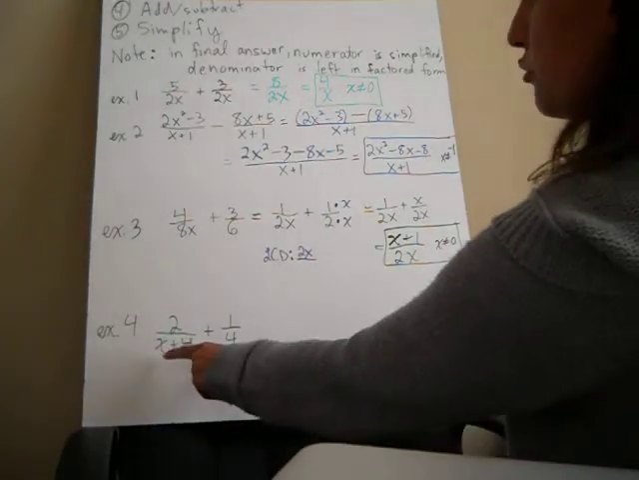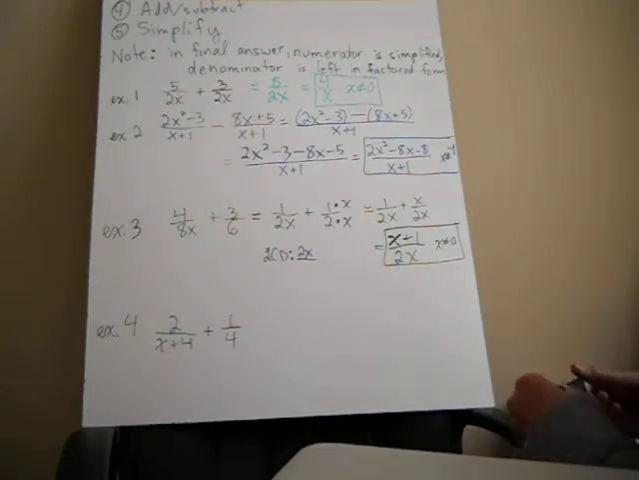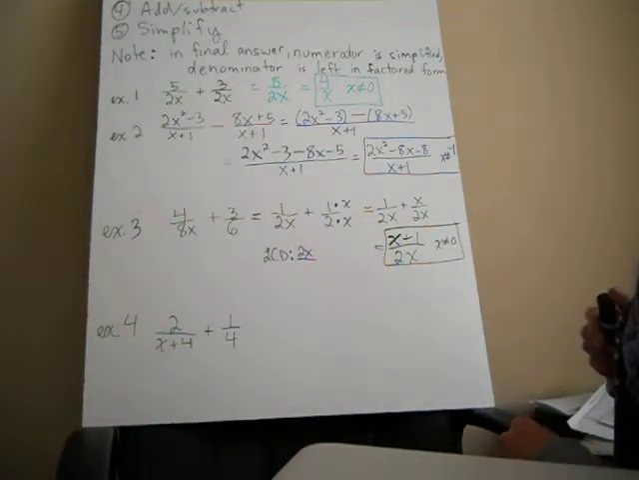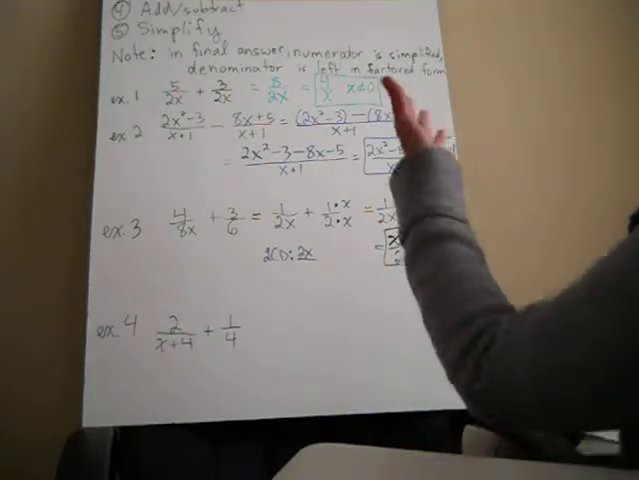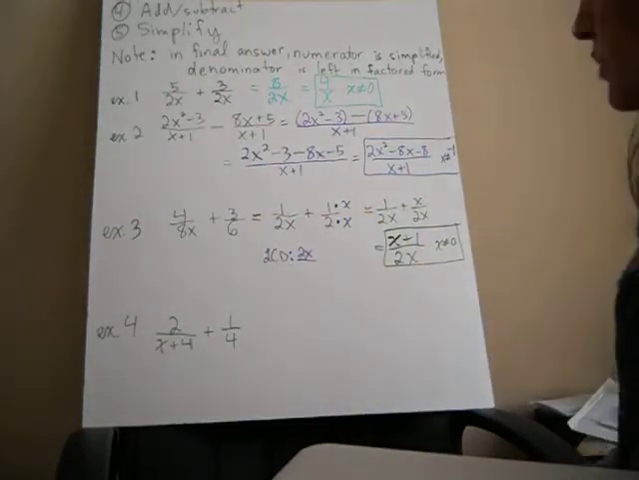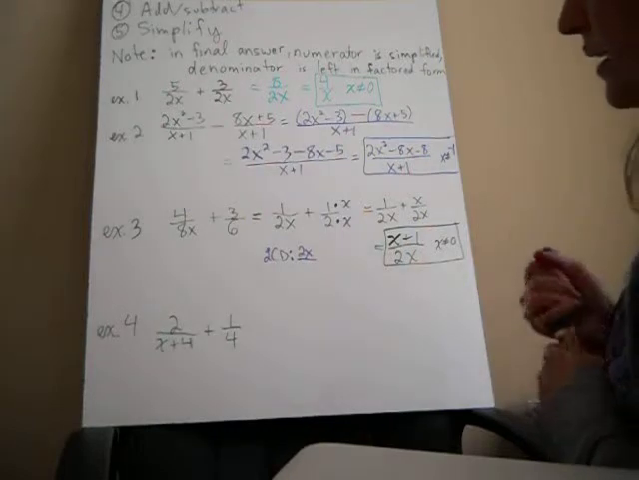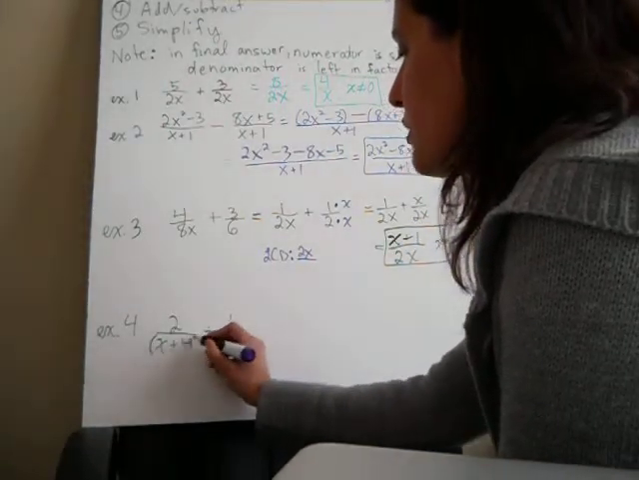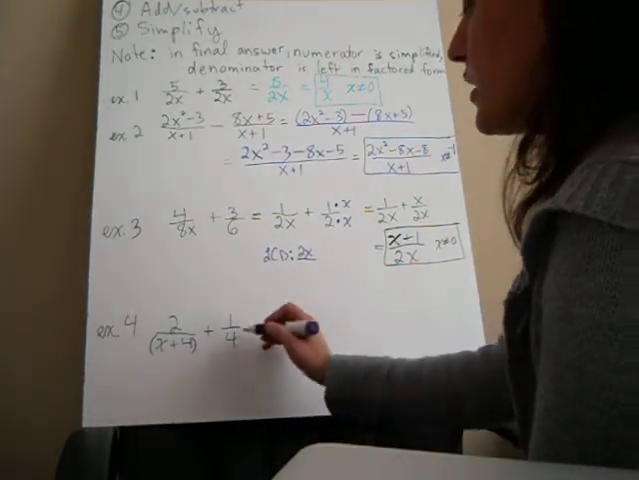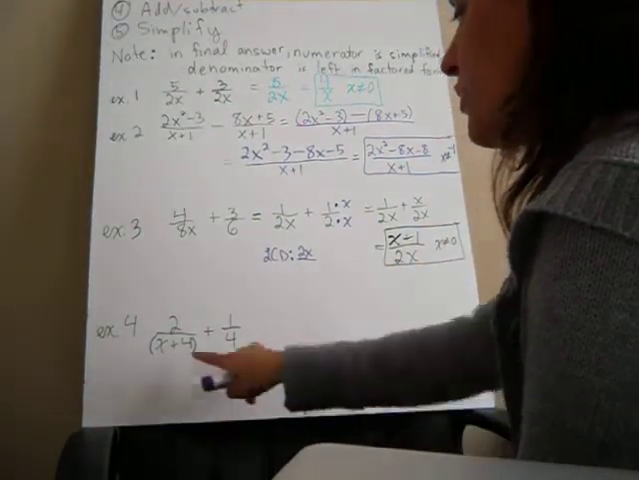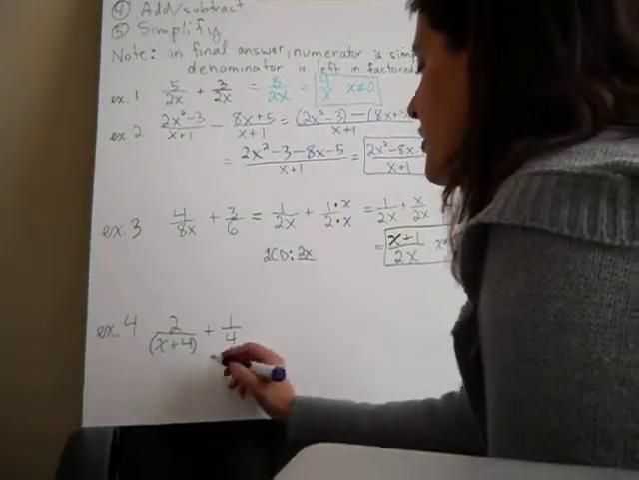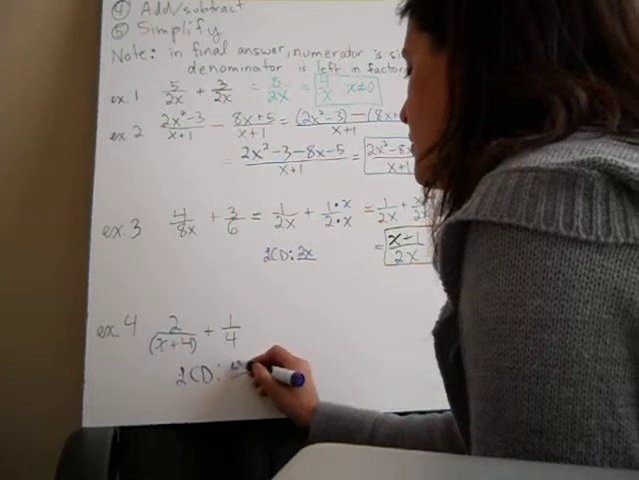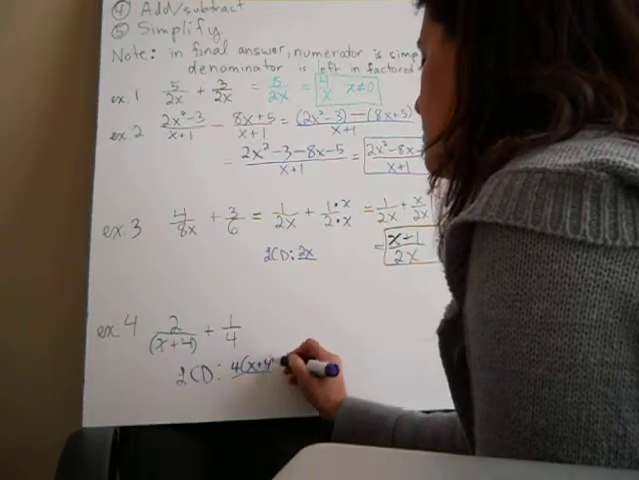Okay. Example 4, looking at your LCD. The factoring the denominators to find the LCD, that's going to come into play on the second set of examples more than this one. Here, this is x plus 4. That's a linear factor. It's understood to be in parentheses. And here you have the constant 4. So they're prime relative to each other. So your LCD here is simply 4 times x plus 4.